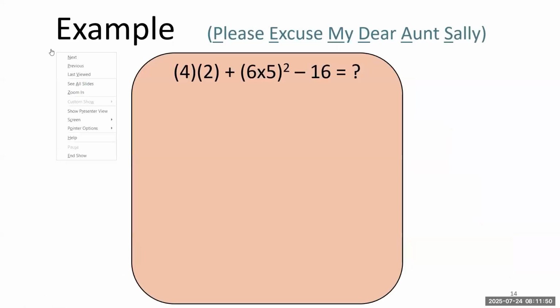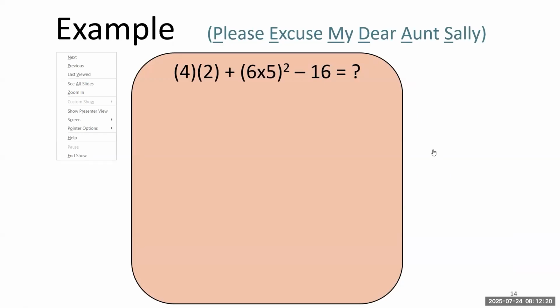So here's our example. Please Excuse My Dear Aunt Sally. We're going to try to tackle this equation using that order. Then you're just going to treat that as multiplication. So we've got 4 times 2 plus, in parentheses, 6 times 5 to the second power, or squared, minus 16 equals what?